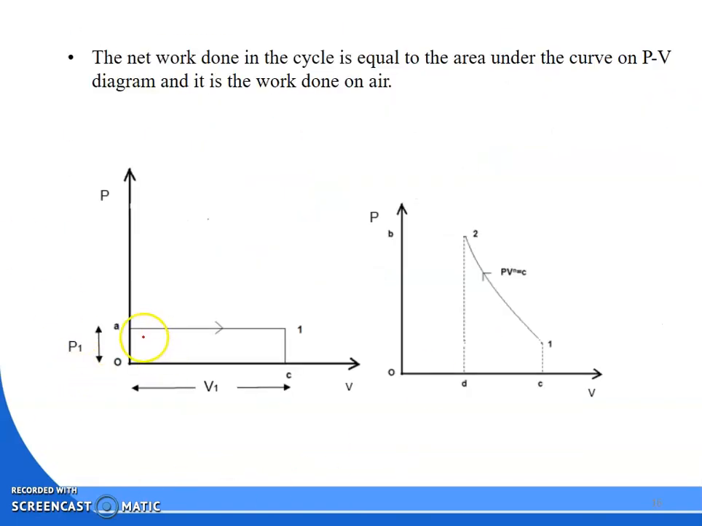So to calculate this, I separate all the processes. A to 1 process, if I separate, this is your A to 1. The area under A to 1 is A to 1, 1 to C, C to O, O to A. What is the pressure here? Pressure is P1. What is the volume? V1. Now if I consider the 1 to 2 process, that is a polytropic process, 1 to 2, 2 to D, D to C, C to 1. That is your second process, the polytropic process area.